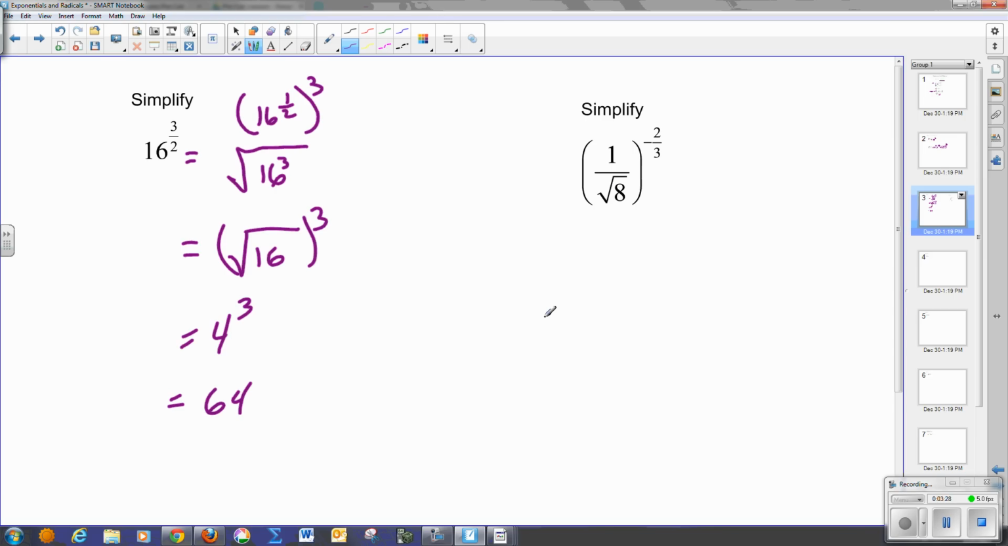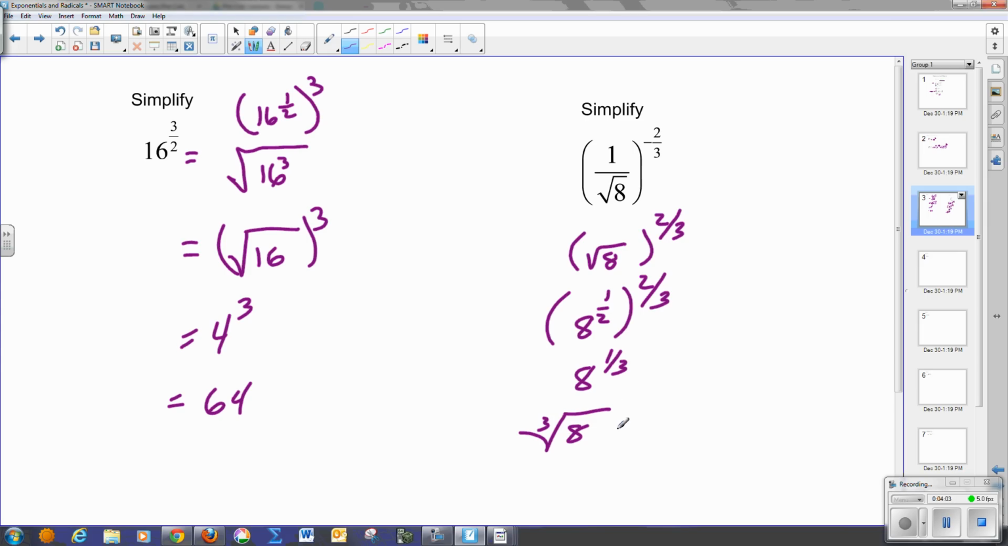Done. Now, this problem has a negative exponent, and we know negative exponents mean to take the reciprocal. So this is the square root of 8, all raised to the 2/3 power. And I know the square root of 8 is the same as 8 to the 1/2 power. And that's all raised to the 2/3. Power raised to a power, I get to multiply my powers together, so that's 8 to the 1/3 power, which is the cube root of 8, which ends up being equivalent to 2.